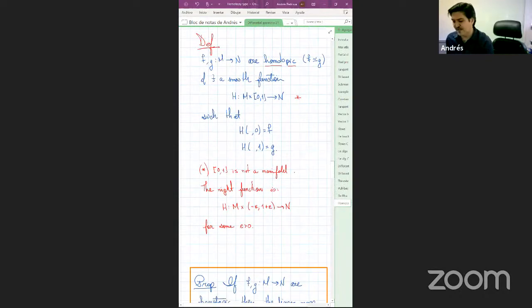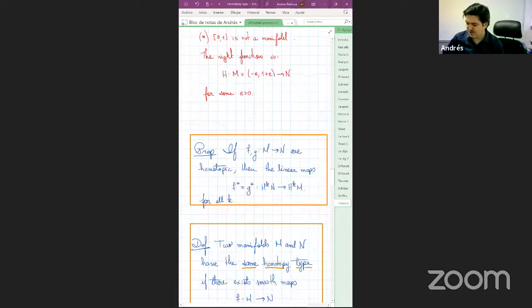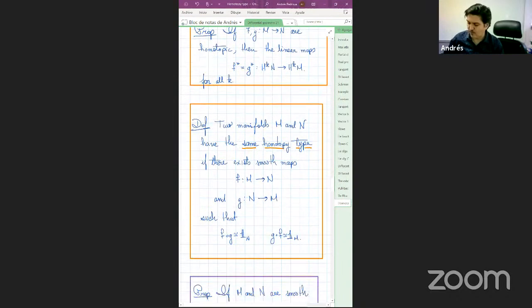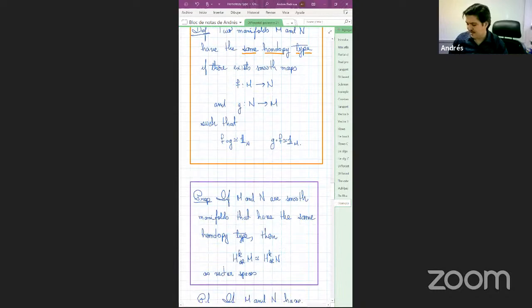Okay, so remember we have what it means for two functions to be homotopic. Using that, we define what it means for two manifolds to have the same homotopy type. And that is useful because manifolds that have the same homotopy type have the same de Rham cohomology.